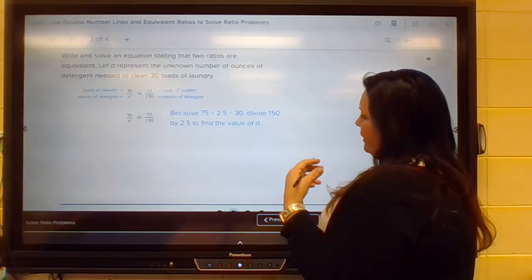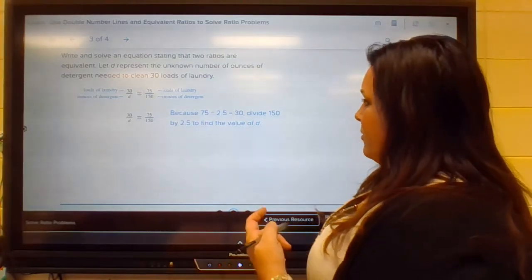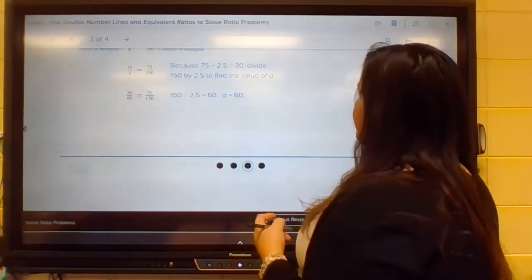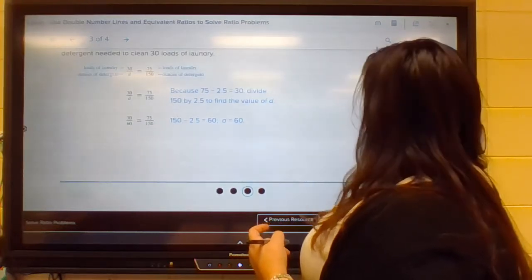Now, if this doesn't make any sense and you don't like using decimals, that's okay. There's another way to do this. And I'll give you an example in just a minute, okay? I'm going to give you an easier way to do this, I think.